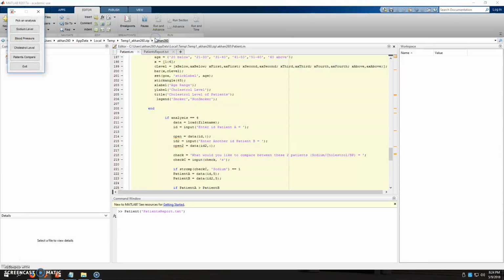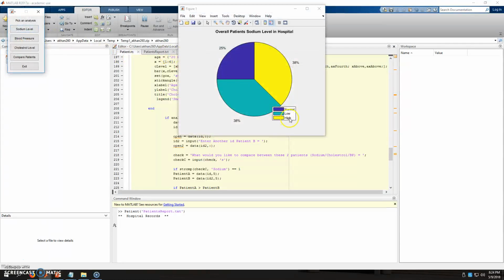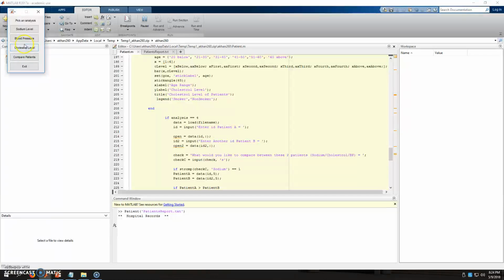code. We're going to run it, and as you can see, we've got the analysis. Let's start with the sodium level. First one, let's start over here. We can put it a little over here. So 38% of the patients have high sodium level, 38% of the patients have low sodium level, and almost 25% have normal amounts.